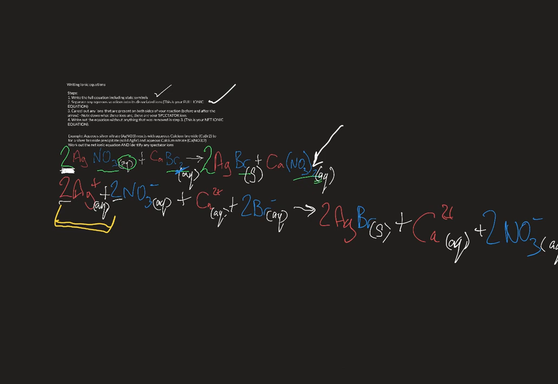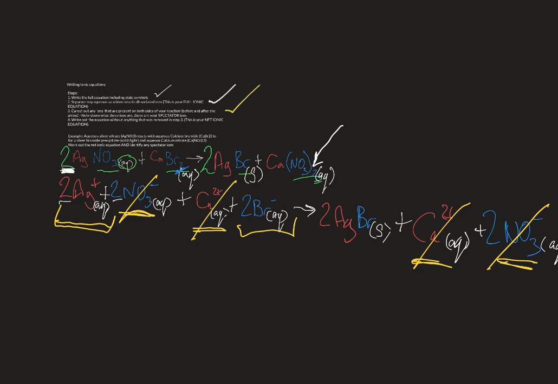I'm then going to look at my 2 NO3s. Well, I have 2 NO3s here. So because of that, I'm just going to cross those 2 out because they are the same on both sides. And then look at my Ca2+. I've got Ca2+ here. So again, cross those out because they are common to both sides. And then I've got my 2 Br-, but again, there's no Br- on its own. So because of that, I can't do anything. So I leave it.